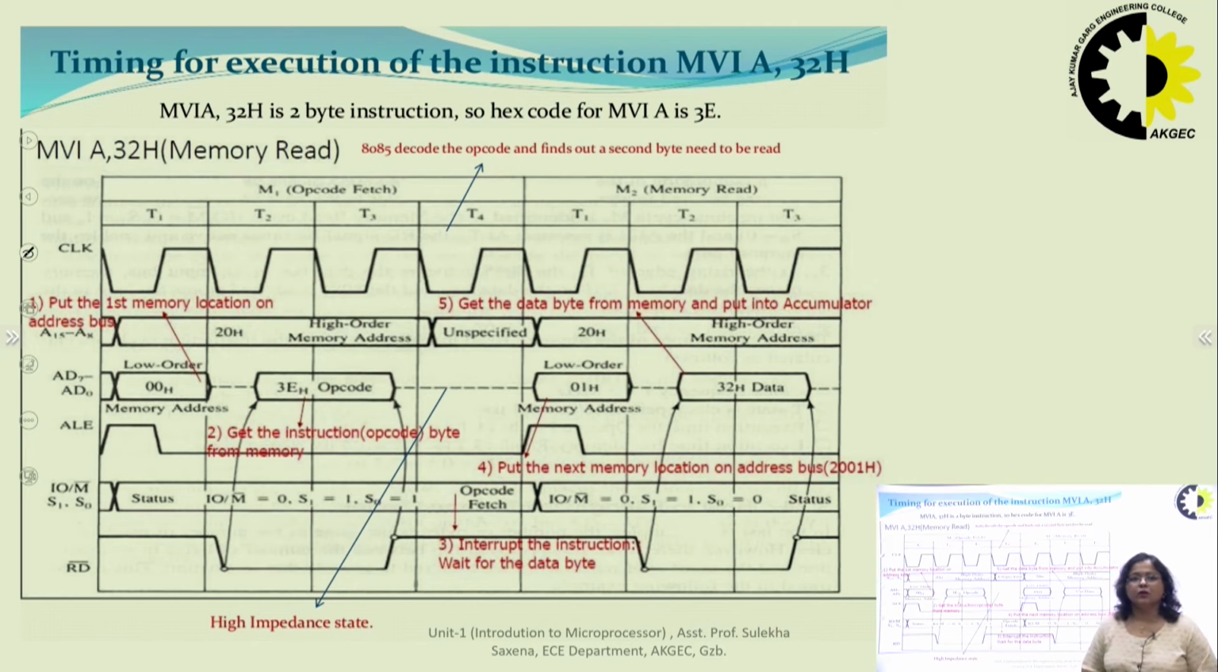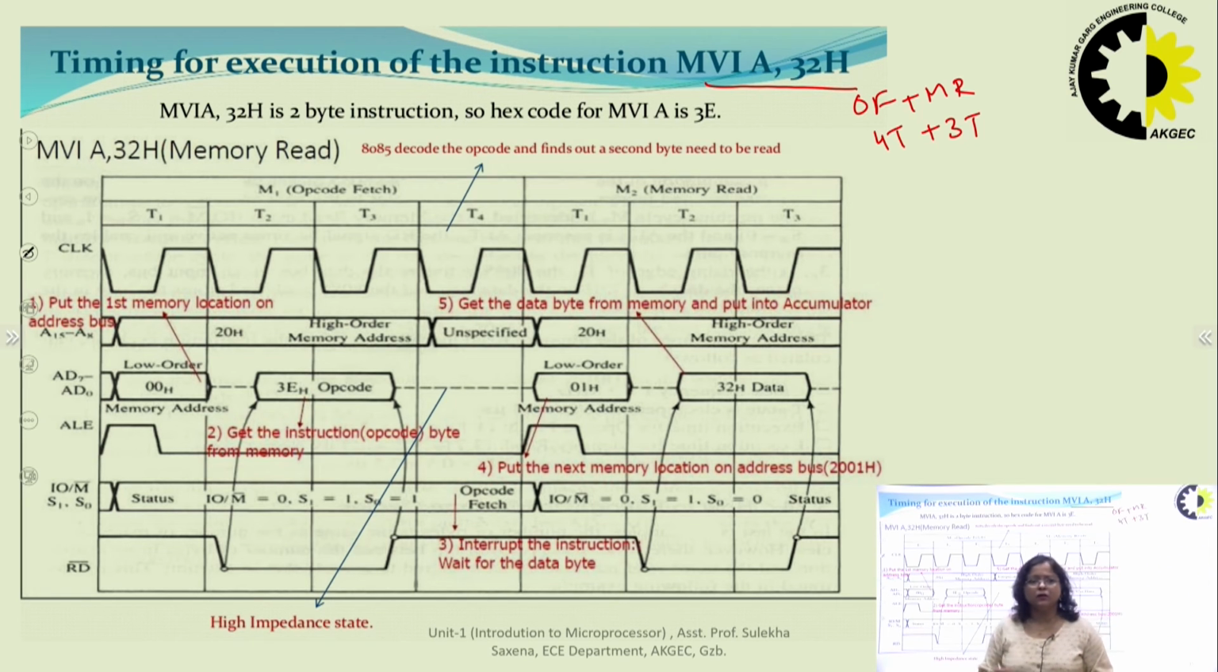Now, if we draw a timing diagram for MVI A, 32, it requires 2 cycles: opcode fetch, plus memory read to fetch data 32. Opcode fetch is of 4 T states and memory read is of 3 T states, so total 7 T states. It's easier to write the numbering with T1 to T4 only or T1 to T3. We can also write it as T1, T2, T3, T4, T5, T6, T7.